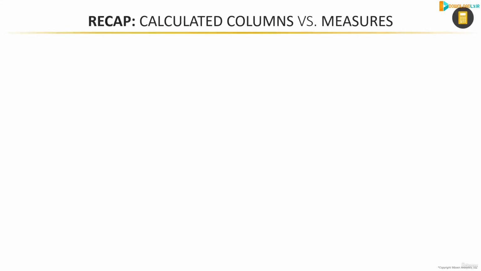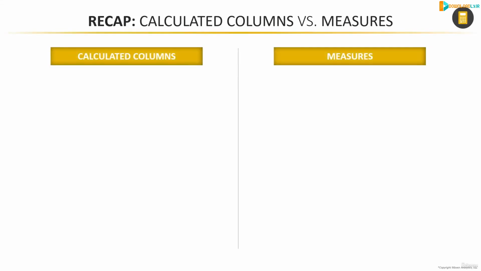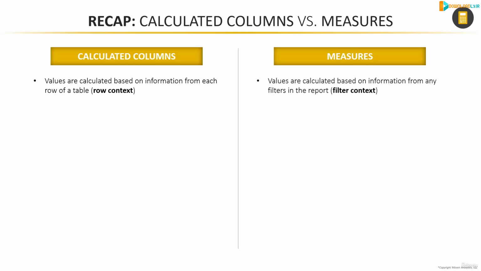Let's take a minute and walk through a quick recap of calculated columns versus measures in one place. So on the calculated column side, these values are calculated based on information from each row of the table. They have row context. Measures are calculated based on information from filters in the report, and they have filter context.